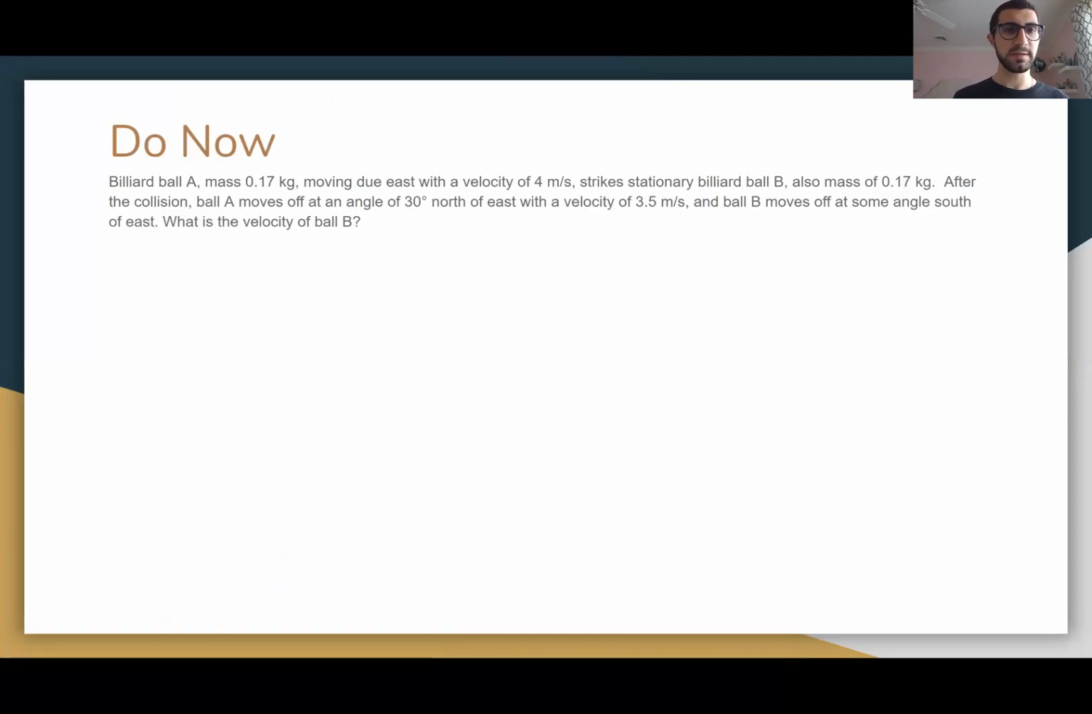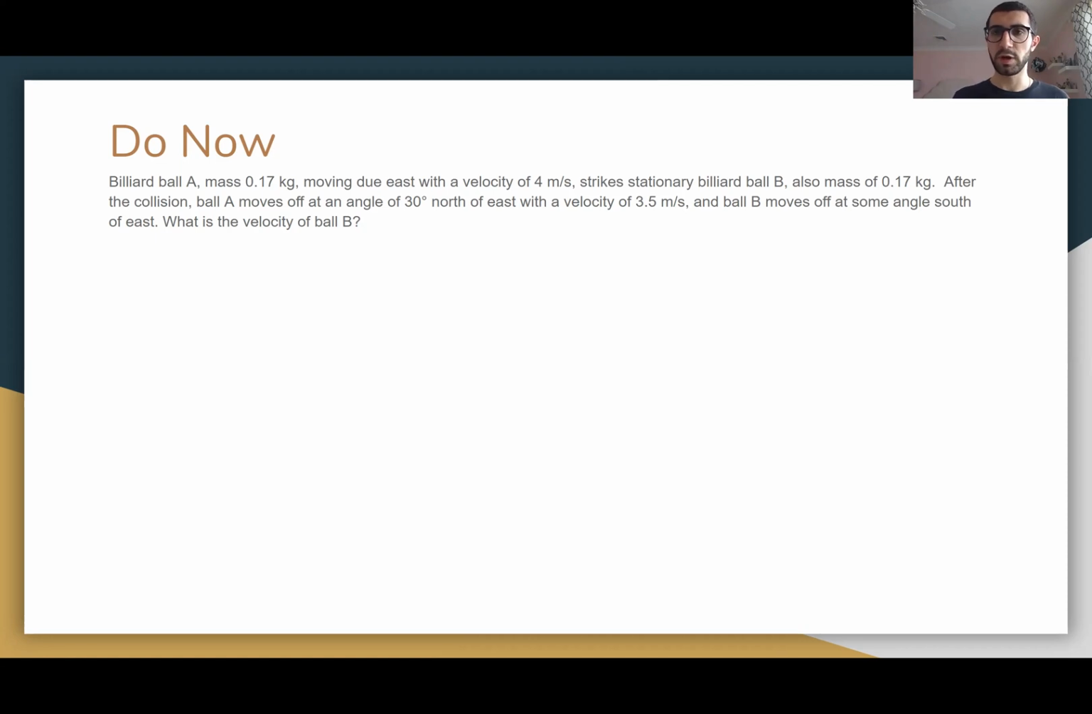Billiard ball A of mass 0.17 kilograms moving due east with velocity of 4 meters per second strikes stationary billiard ball B, also of mass 0.175 kilograms. After the collision, ball A moves off at an angle of 30 degrees north of east with a velocity of 3.5 meters per second, and ball B moves off at some angle south of east. And we are interested in solving for the velocity of ball B. So we've seen these types of problems before. Pause the video and try to do it out.